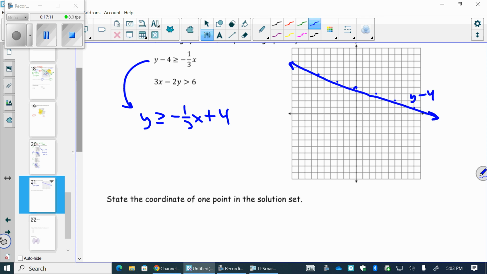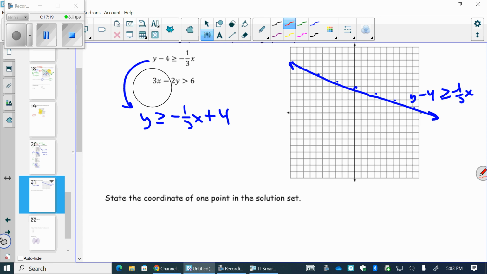y minus 4 is greater than or equal to -1/3 x. Okay. This one, before I do this one, I better test the point. Let's test the point up here. What is that? 0, 6.